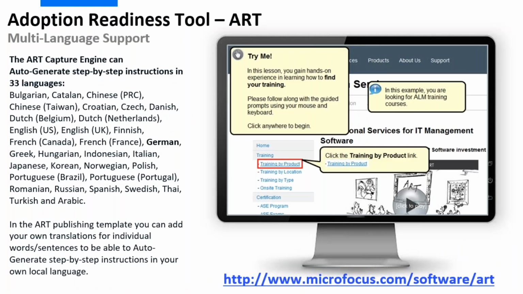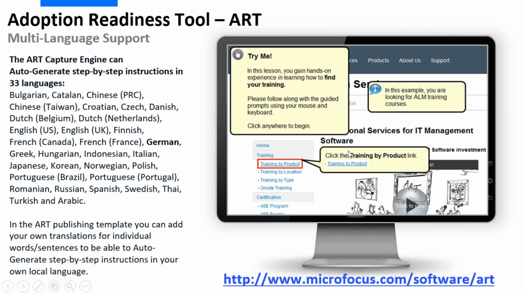Great. What we said already is that ART can support multiple languages. So once you capture the process, you can change the property setting for the language if you like. And in that way, the instruction text for each step will be generated in the language of your choice. So you're looking here on the right hand side at try me simulation based exercises that we auto-generated from capturing.